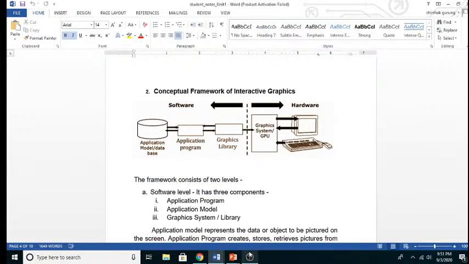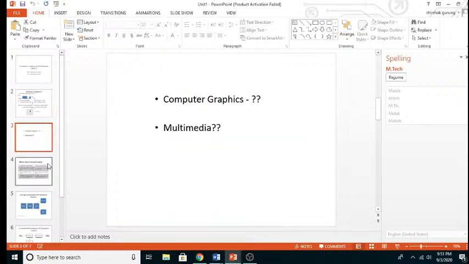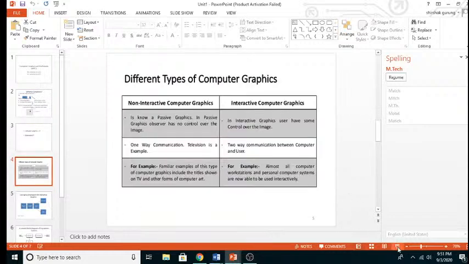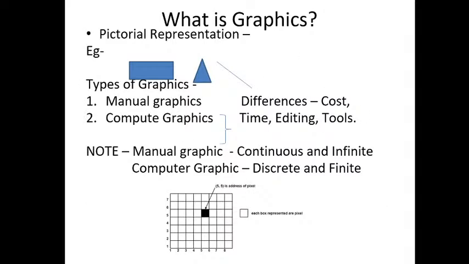So before we go further, let's see. We've talked about what a graphic is. We said a graphic is a pictorial representation. At its bare minimum, it has primitives, the basic structures that make complex diagrams. And any graphic can be manual or computer generated, computer based. If it is a computer-based image, it is called computer graphic. There are a lot of dissimilarities between the two. One of the main being, a real image is continuous and infinite, whereas a computer graphic is discrete and finite. So the process of converting this continuous infinite image to a discrete and finite image on the screen is called scan conversion.